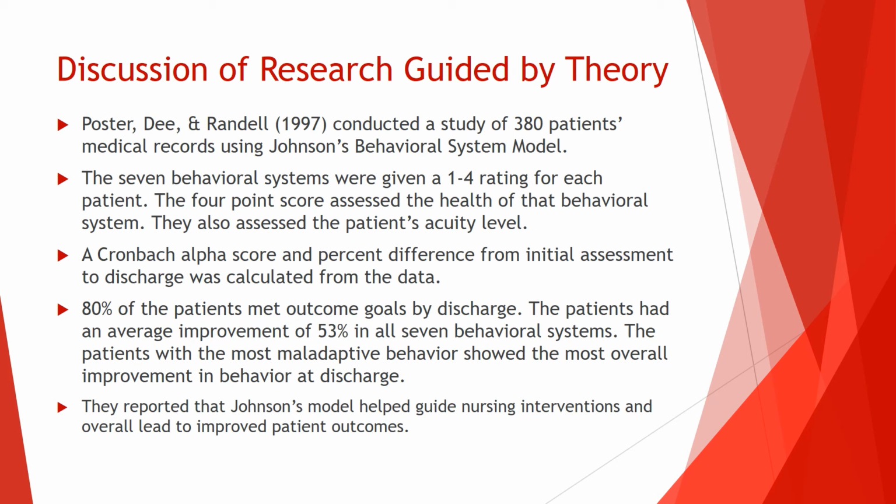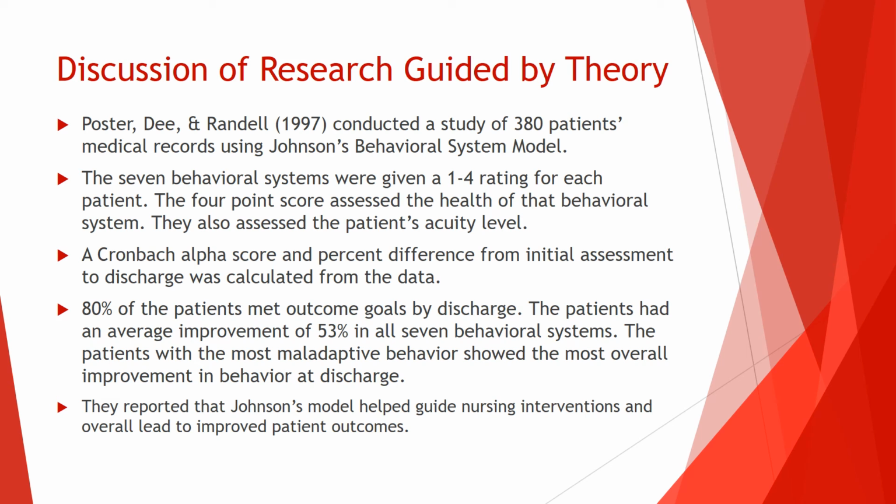Poster-D and Randall in 1997 conducted a study of 380 patients' medical records using Johnson's behavioral systems model. The 7 behavioral systems were given a 1 through 4 rating for each patient. The 4-point score assessed the health of that behavioral system, with 4 being the most maladaptive behavior. They also assessed the patient's acuity level. A Cronbach alpha score and percent difference from initial assessment to discharge was calculated from the data.